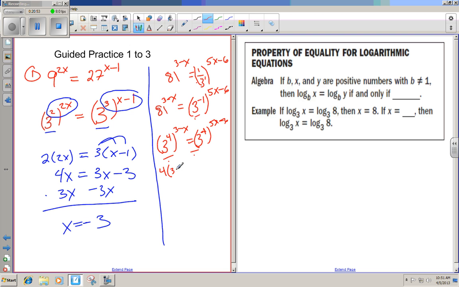4 times 3 minus x equals negative 1 times 5x minus 6. Okay, I kind of ran out of room there, so let me erase some of this other stuff here.